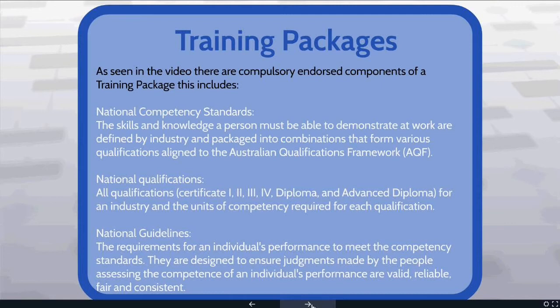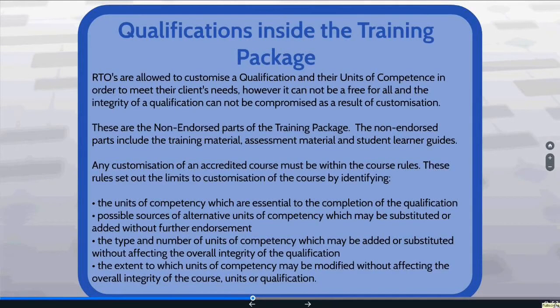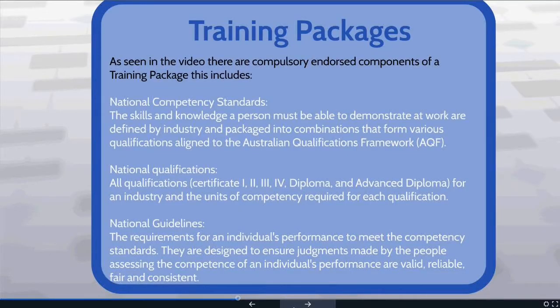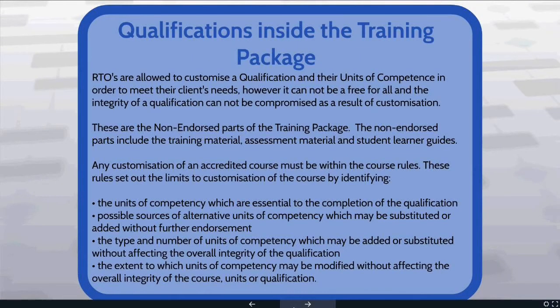National guidelines, the requirements for an individual's performance to meet the competency standards. They are designed to ensure judgments made by the people assessing the competence of an individual's performance are valid, reliable, fair, and consistent. So what that just means is really the guarantee of everything I just said: with these national guidelines, regardless of you training in Victoria or South Australia or wherever the case may be, the qualification is consistent. You as a student will be treated the same anywhere. If you're good enough to pass, you pass. And if you're not good enough, you're able to try to work and improve on that. But it's not like if I do the course in Queensland, I get straight A's, and if I do the course in Victoria with the same amount of effort, I get straight F's.